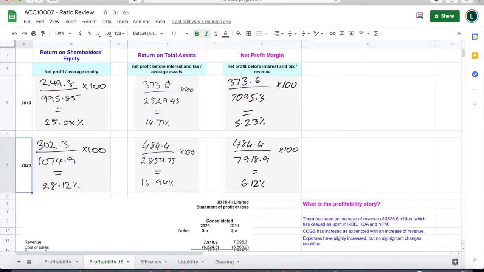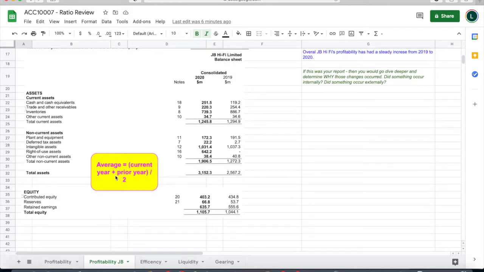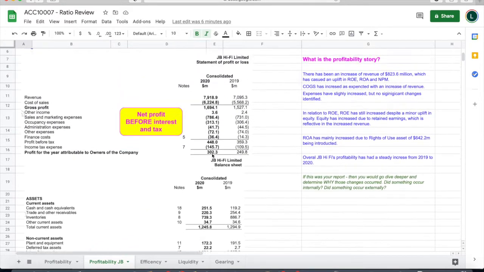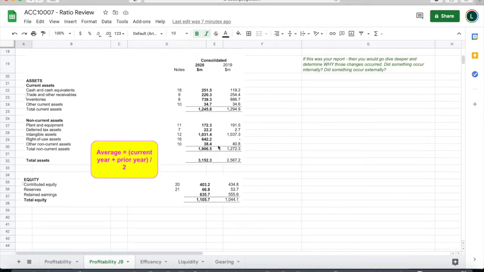Now, our last one is assets. Again, we know that's going up. It's an average. We need to do our little calculation here. So let's have a look at our assets. What's the biggest thing that jumps out to us? It is the rights of use asset that has increased. It's been introduced in 2020 for 642.2 million. So that's massive. Okay, so in an exam condition, how can we create a story about this information?